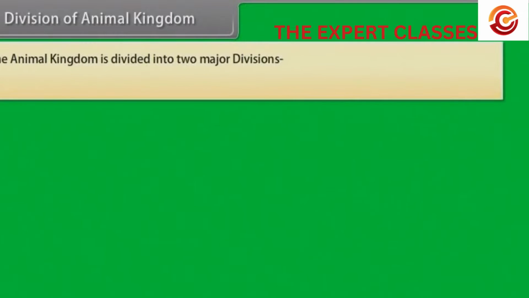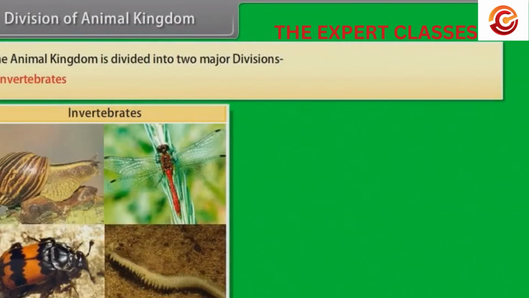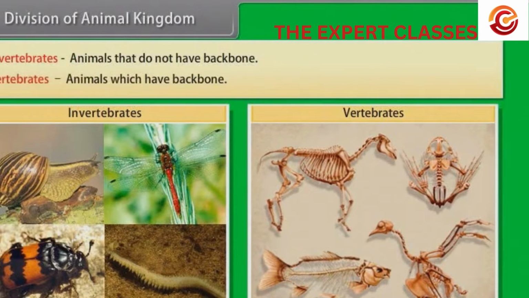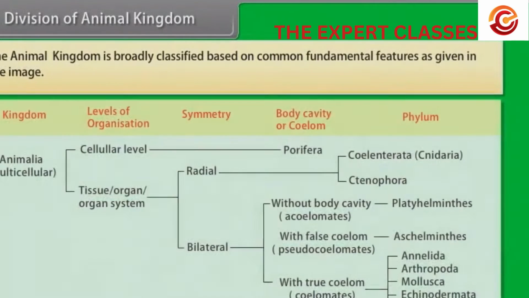Division of animal kingdom. The animal kingdom is divided into two major divisions: invertebrates and vertebrates. Invertebrates are animals that do not have a backbone. Vertebrates are animals which have a backbone. The animal kingdom is broadly classified based on common fundamental features as given in the image.